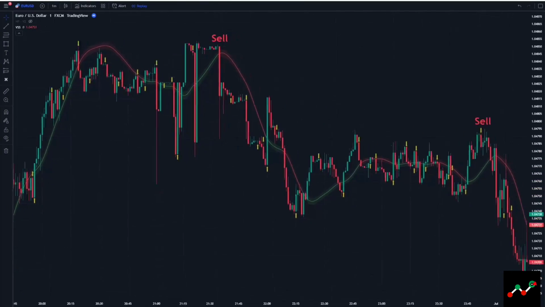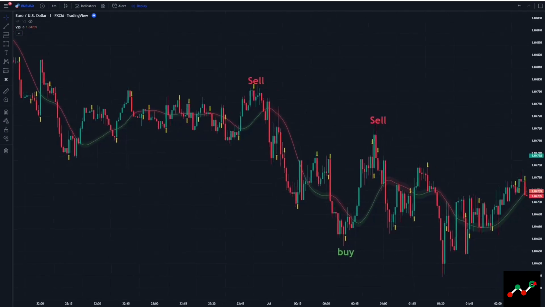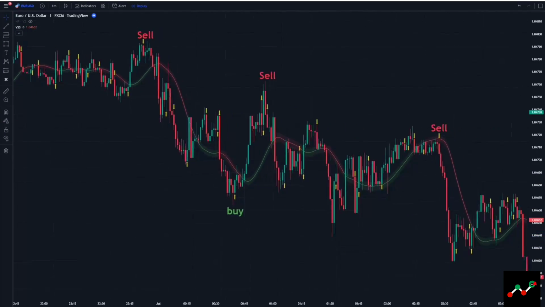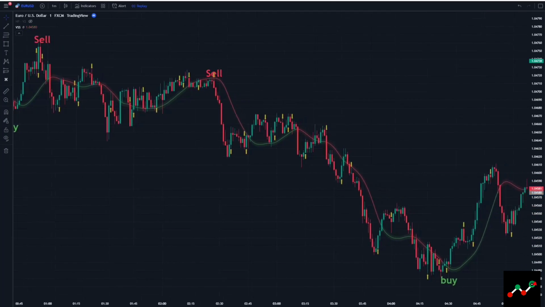Hello everyone! Today I have returned with yet another great and unique strategy. This strategy has just been added to TradingView platform. I have created this strategy by combining two credible indicators.